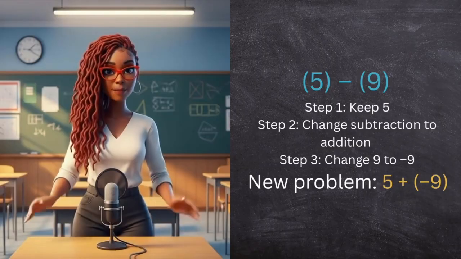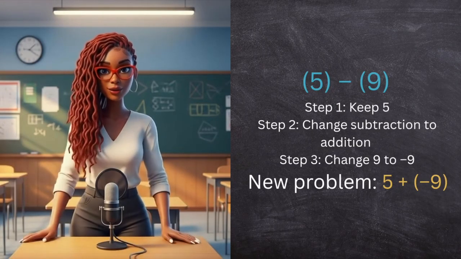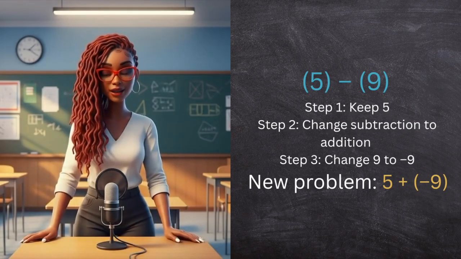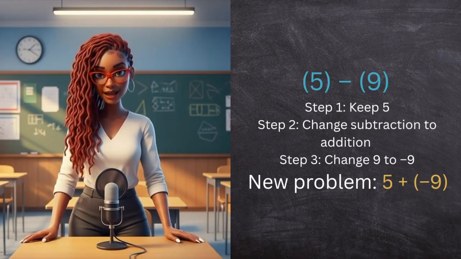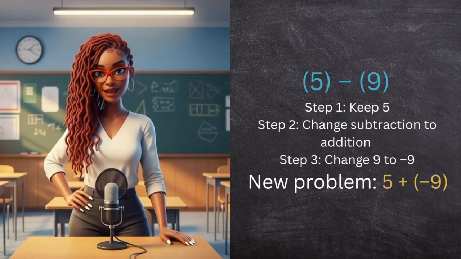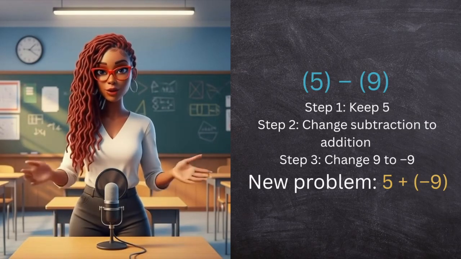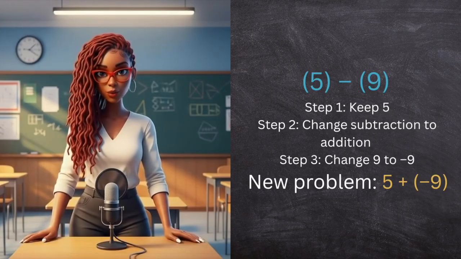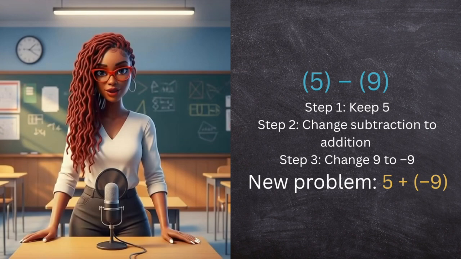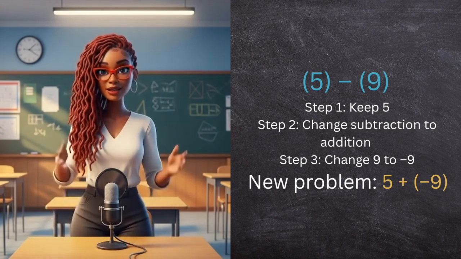What about 5 minus 9? Step 1, keep the 5. Step 2, change subtraction to addition. Step 3, change 9 or a +9 to -9. Now your new problem reads 5 plus a -9. You see that? Now, as I mentioned before, just follow your rules for adding integers. The rule says different signs, subtract, and take the sign of the larger number. So the answer to 5 plus a -9 would be -4.